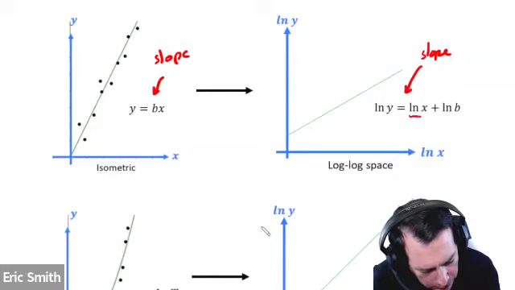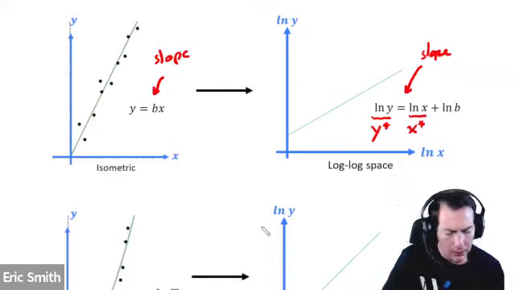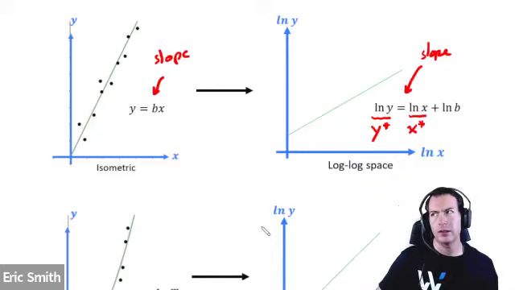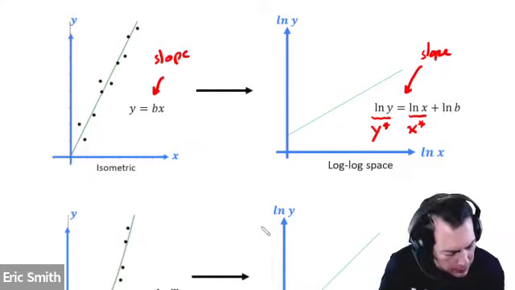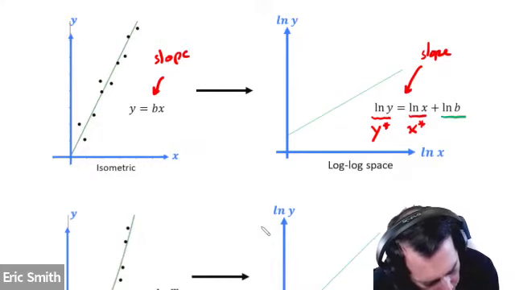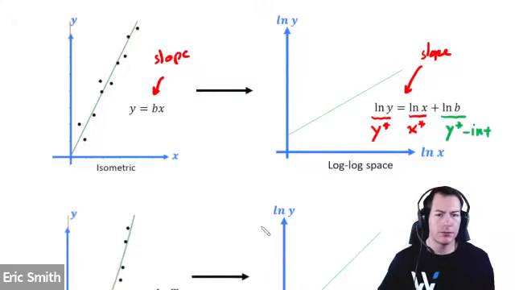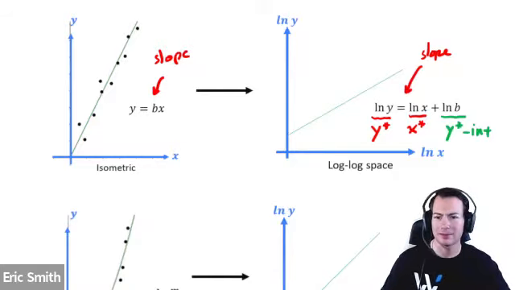Keep in mind that these are not the same variables. This is what I'm calling x star, and this is what I'm calling y star. And really what it's doing with that slope is it's kind of getting shuffled into the brand new y-intercept, or the y star intercept. But again, for something that's isometric, you're going to get a line after going through this natural log process.